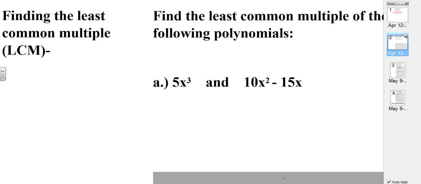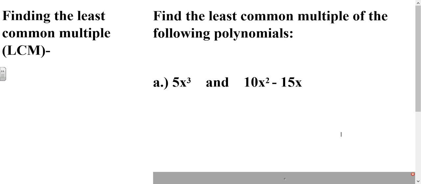First we're going to talk about finding the least common multiple. Let's talk about doing that with regular numbers. If I was trying to find the least common multiple of 4 and 12, for instance. Multiples are different than factors. Multiples are when you skip count by that number. So the multiples of 4 would be 4, 8, 12, 16, and then you'd keep going.